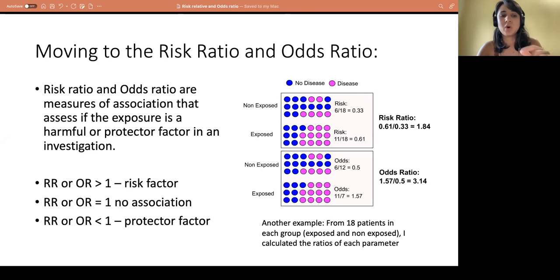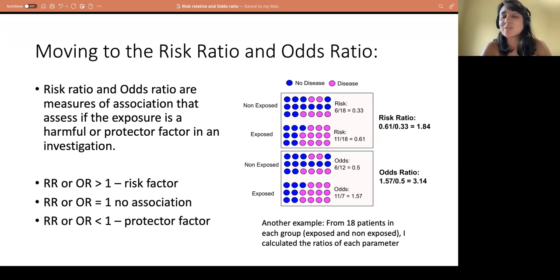If a risk ratio or odds ratio is greater than 1, we can say this is a risk factor to develop the outcome, to develop the disease. If the number is equal to 1, we can argue that there is no association. On the other hand, if it's smaller than 1, for example, 0.6, 0.8, we can say that it is a protective factor against developing the disease, right?